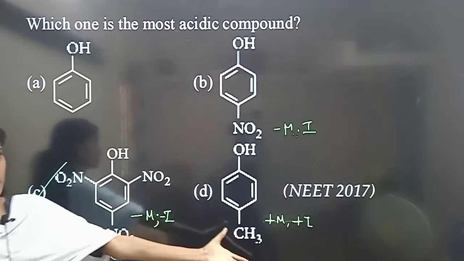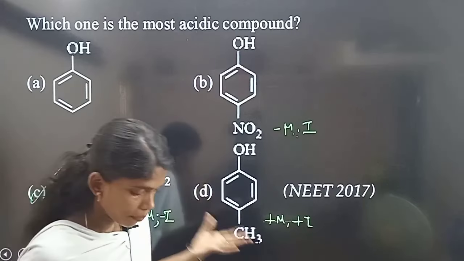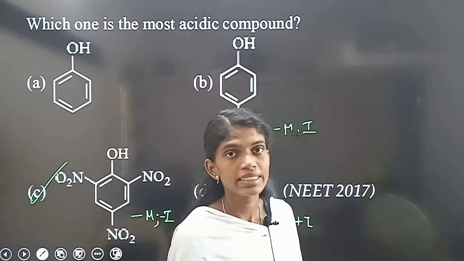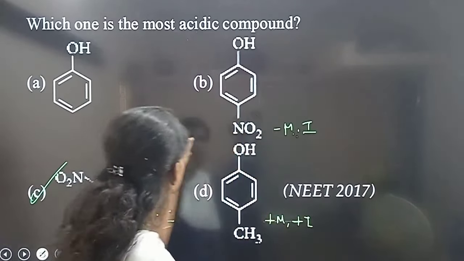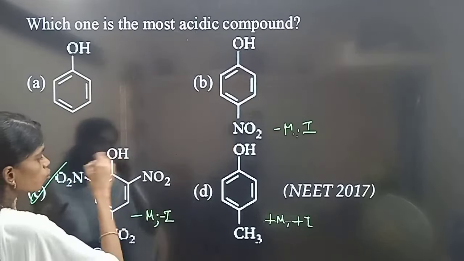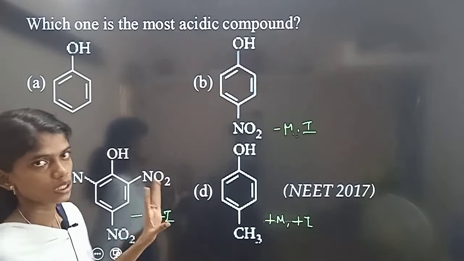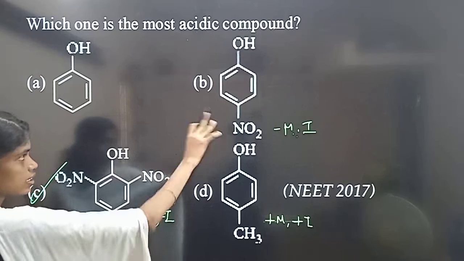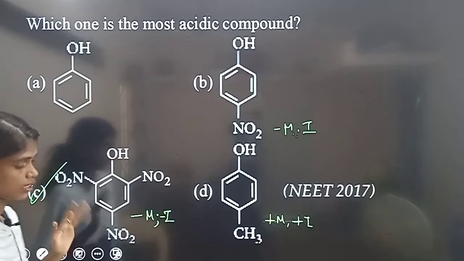Paramethyl phenol is the least acidic. When we compare these three, here there are three nitro groups, and here there is one. So when we compare this and this, this is more acidic.